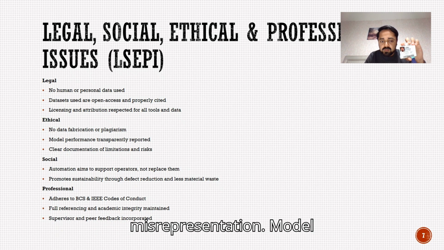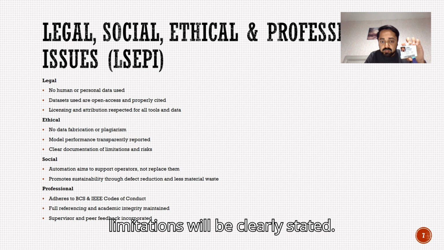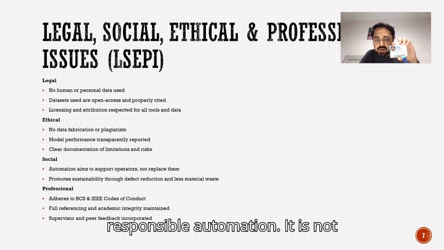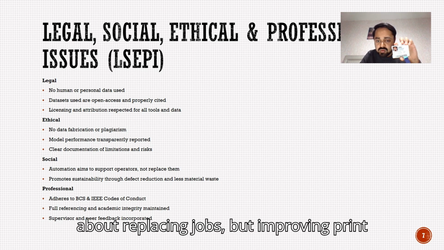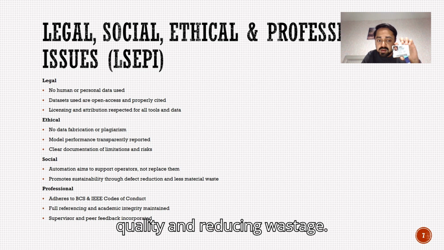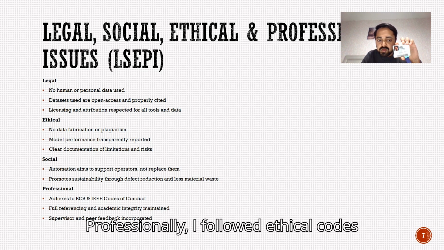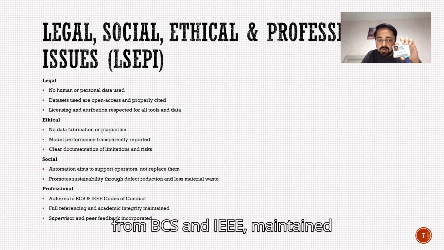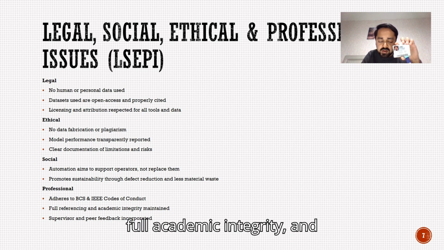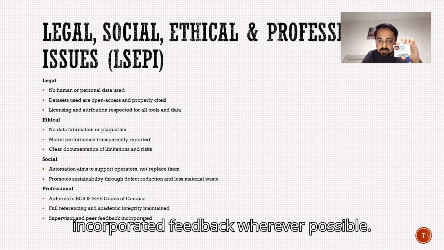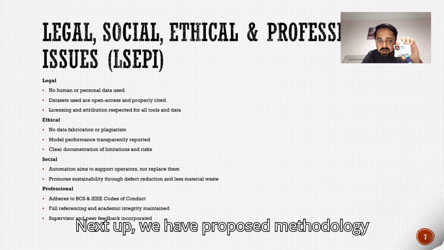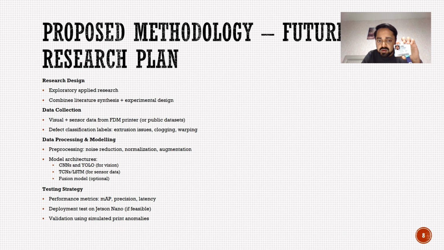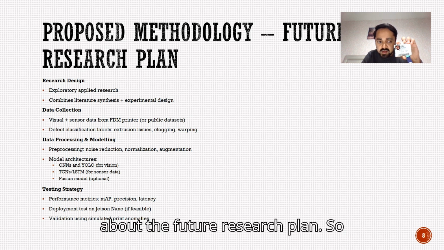Technically, there's no misrepresentation. Model limitations will be clearly stated. Socially, this research promotes responsible automation. It is not about replacing jobs but improving print quality and reducing wastage. Professionally, I followed ethical codes from BCS and IEEE, maintained full academic integrity, and incorporated feedback wherever possible. Next up, we have proposed methodology about the future research plan.